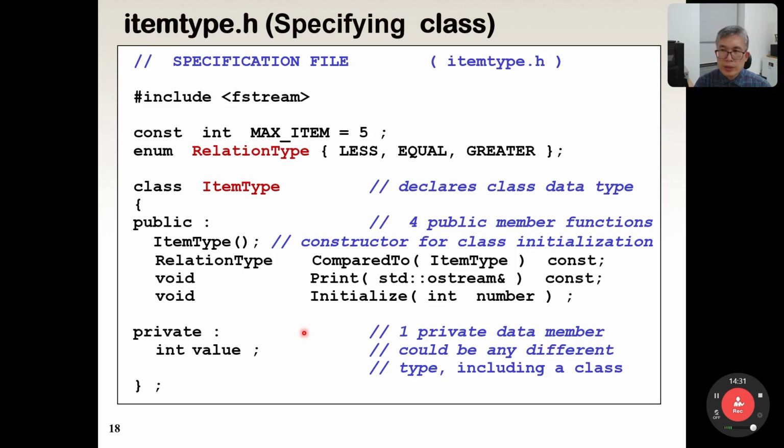So this slide shows ItemType, the specifying class. Include ofstream because we call the ofstream related stream function object. So MAX_ITEMS for the array is 5. RelationType is an enumeration: LESS, EQUAL, GREATER. And then the ItemType class.